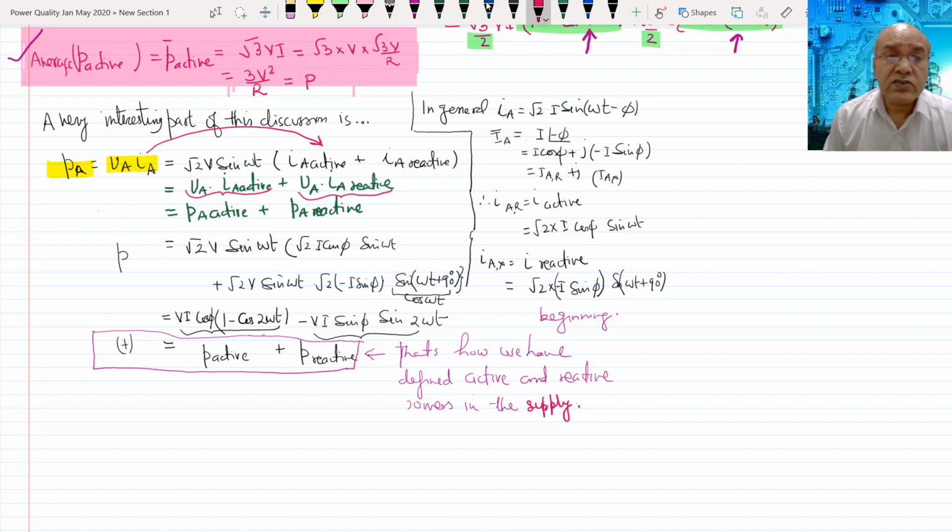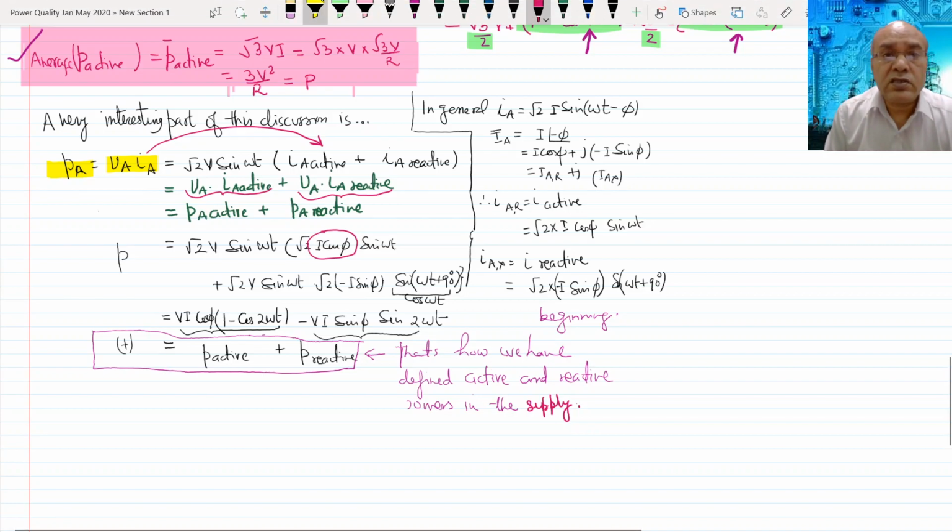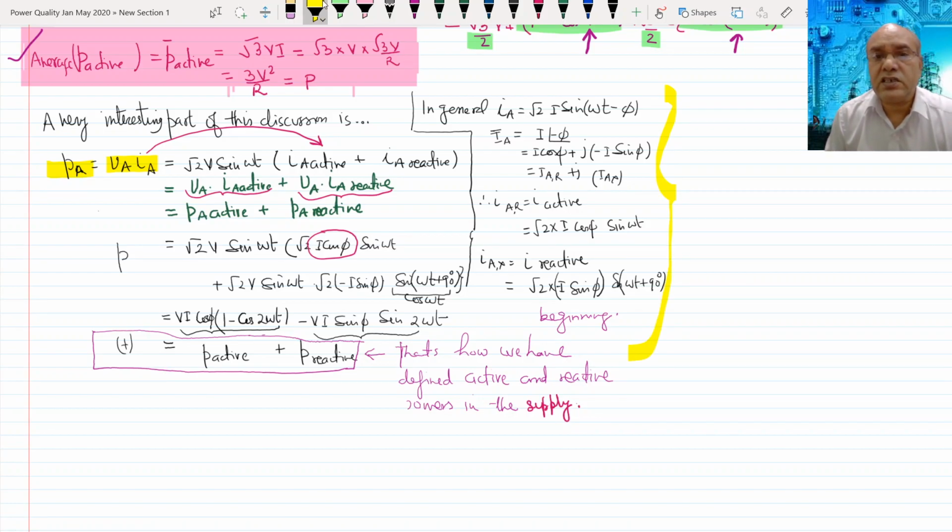Okay, now if we substitute back into this, so root 3B sin omega t into root 2 I cos phi sin omega t. Now this I cos phi is the real part of the I. You can see from this side. If you go here, then you can see that this discussion is about that. What is this? It says, let us say IA in general be root 2 into I into sin omega t minus phi, this term.